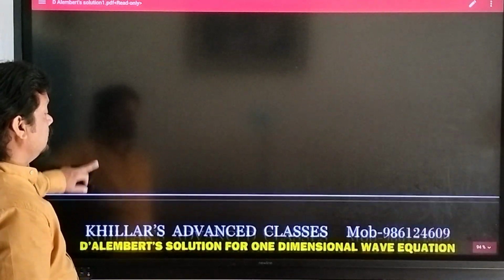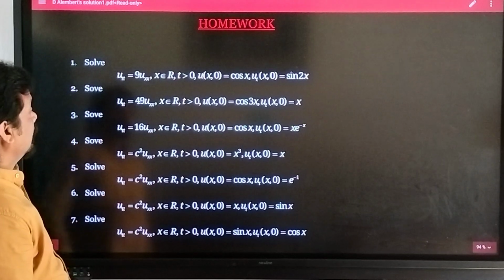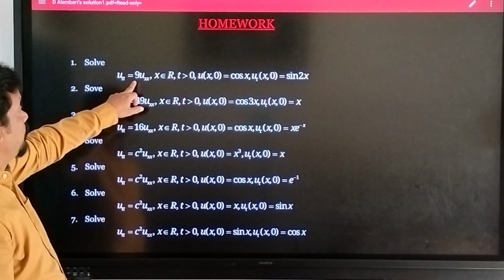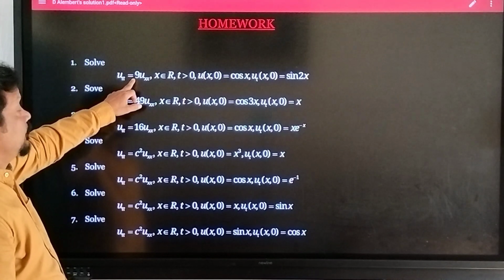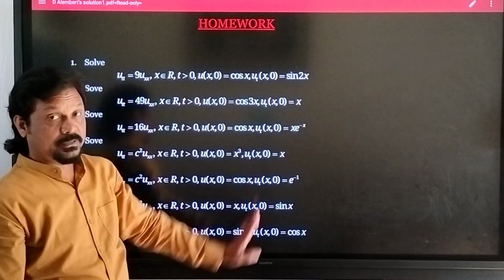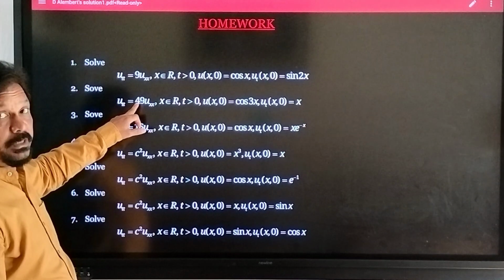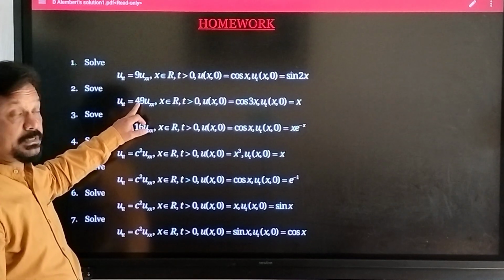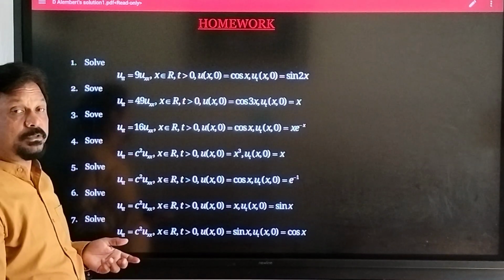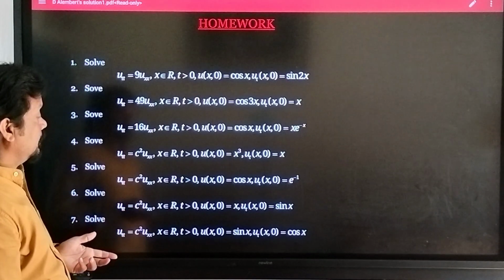If you do these questions, it will be better. See here, I have given 7 questions, and here utt is equal to c square into uxx. In place of c square, I have written 9. That means the value of c is 3. Okay, and f of x, g of x. And here c square into uxx, in place of c square, I have written 49. That means c is 7. Here in case of c square I have written 16. That means here the value of c is 4. And in this case the c is c.